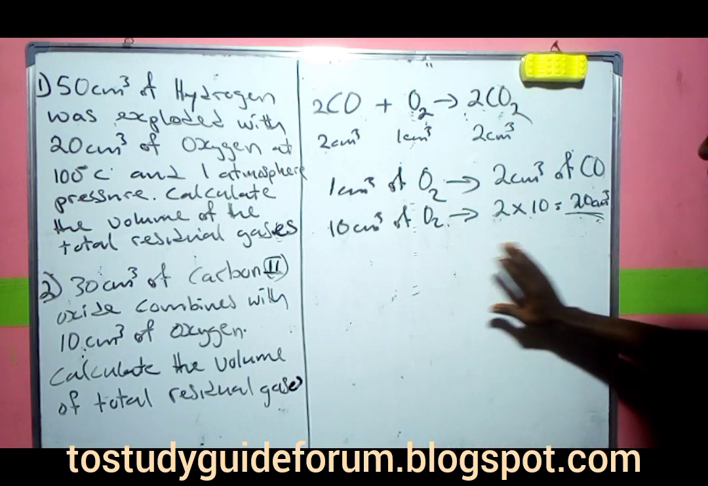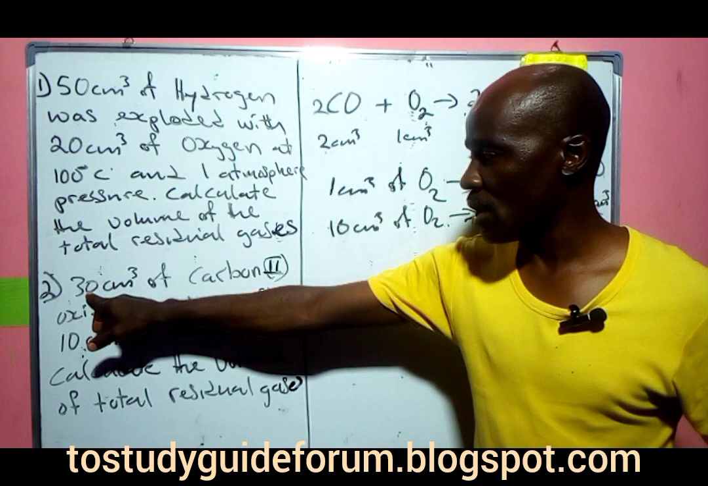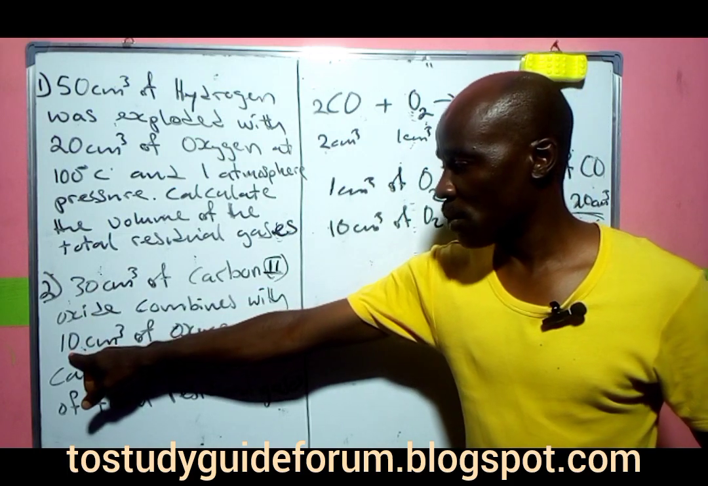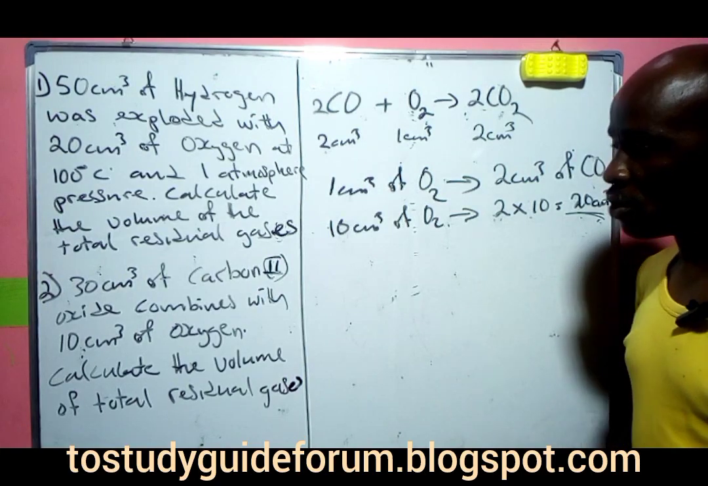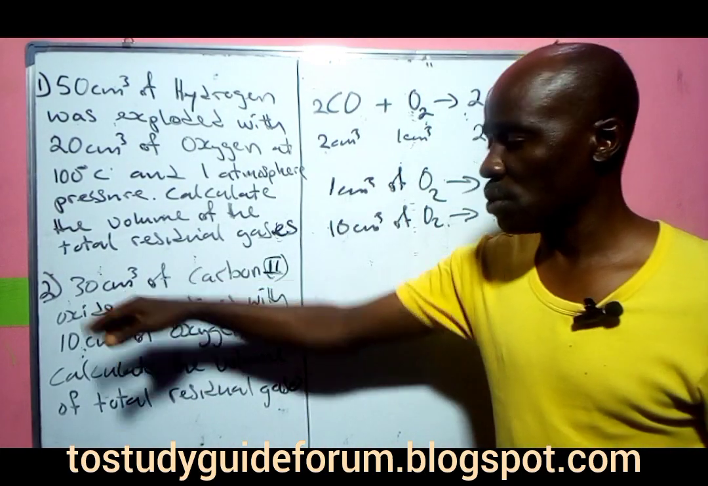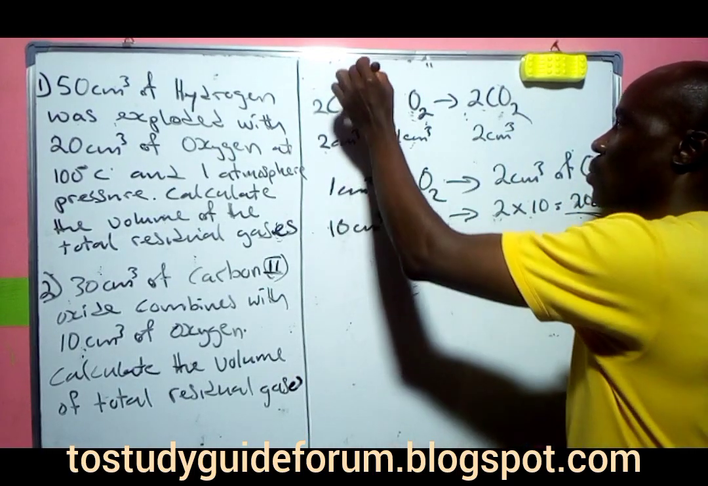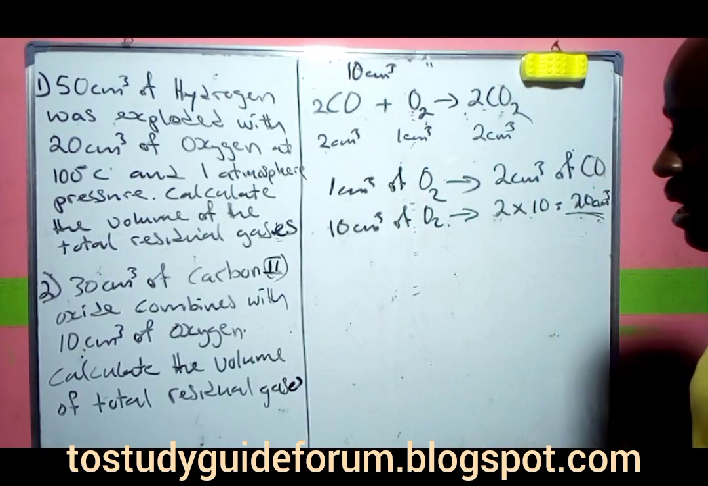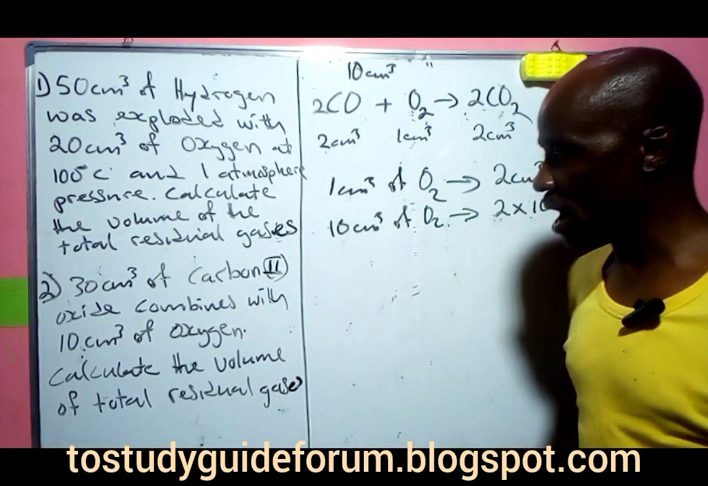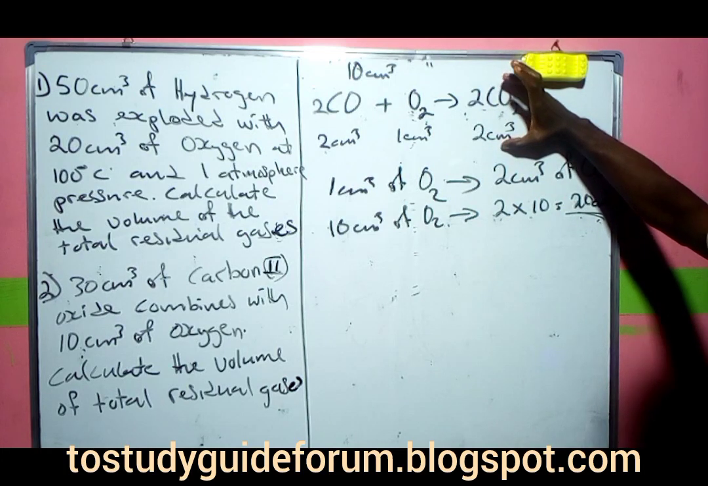So this is what we have. That means at the end of this reaction, 20 cm cube of carbon 2 will be used up, while the 10 cm cube of oxygen will also be used up. Then what is remaining will be 10 cm cube of what? Of that carbon 2. We have 10 cm cube remaining. Then the next thing is the gas that is from carbon 4.